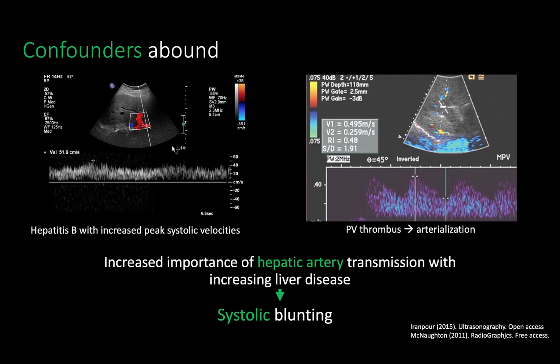The hepatic artery is in direct communication with the portal vein through the sinusoids and can lead to a systolic spike in some patients. However, an animal study showed that clamping the hepatic artery does not influence the pulsatility index. This may be more significant in patients with arteriovenous malformations.